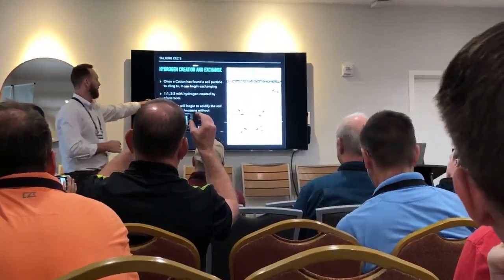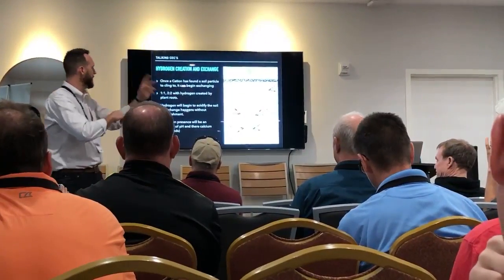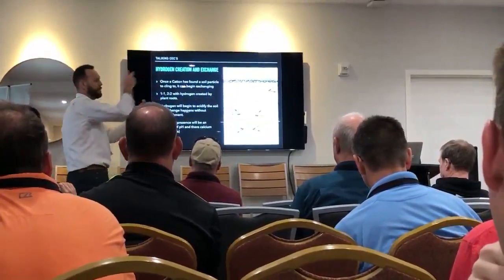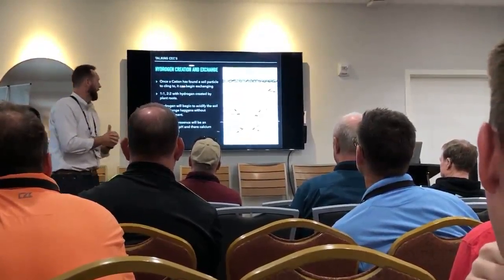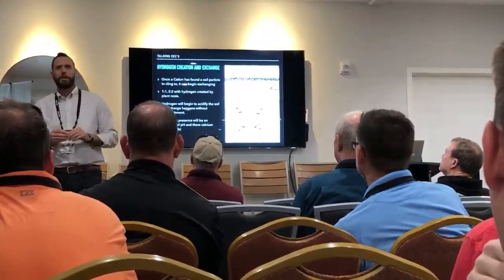It's always a 1-to-1. So if we only have a 1 positive cation, it's going to change with another one. If you have to move something else that's got 2 on it, it's going to require 2 exchange. You can't exchange 2 for 1. It's always even. Hydrogen will begin to acidify the soil as exchange happens without replenishment.